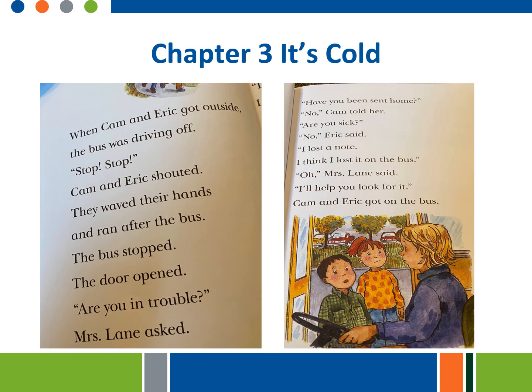"No," Cam told her. "Are you sick?" "No." "I lost a note. I think I lost it on the bus." "Oh," Miss Lane said. "I'll help you look for it." Cam and Eric got on the bus.